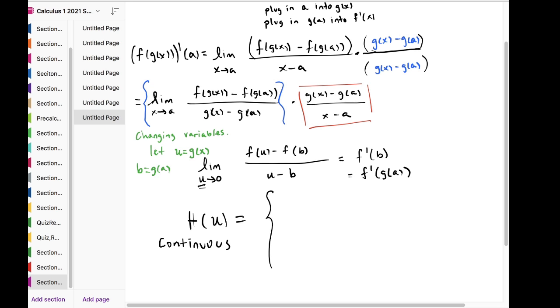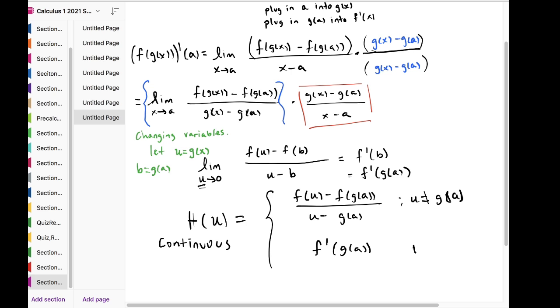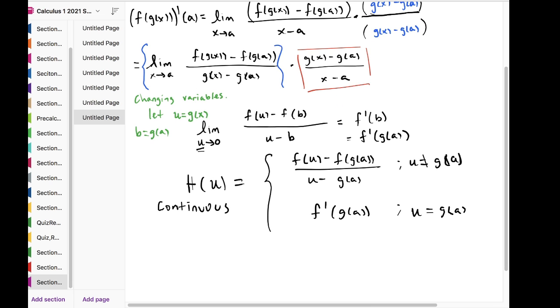It's this expression when u is not equal to g of a, and it's equal to f prime of g of a when u is equal to g of a. Can someone say why this is continuous?